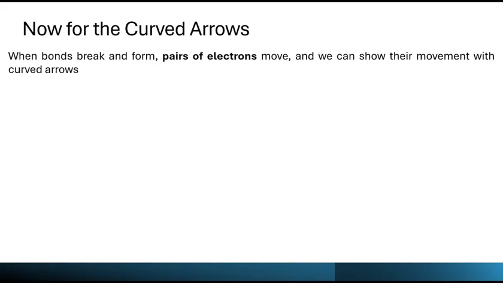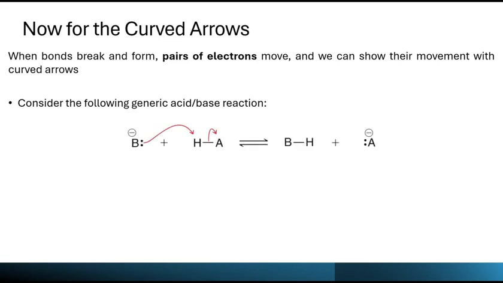Now for the curved arrows. When bonds break and form, pairs of electrons move, and we can show their movement with curved arrows. Consider the following generic acid-base reaction. The base has the electrons, and they're going to attack H plus. At the same time, the bond between H and A has to break because hydrogen follows the duet rule. So as one bond is forming, the other bond is breaking, producing the conjugate acid, BH, and the conjugate base, A minus.